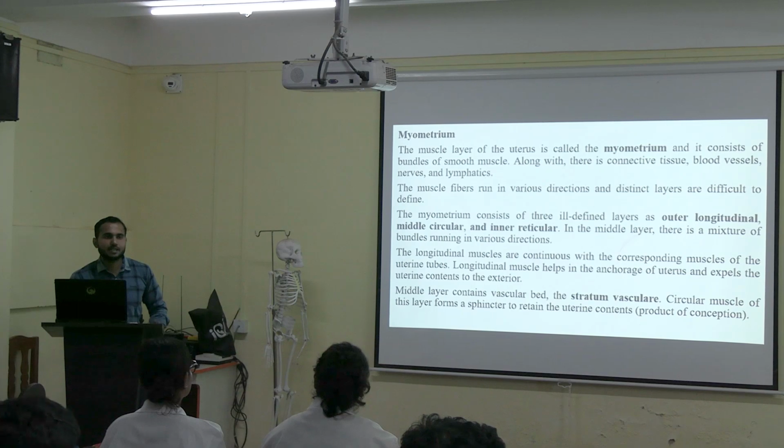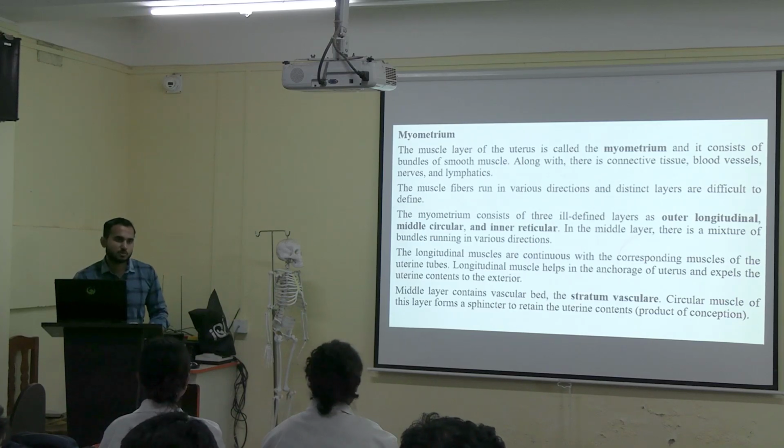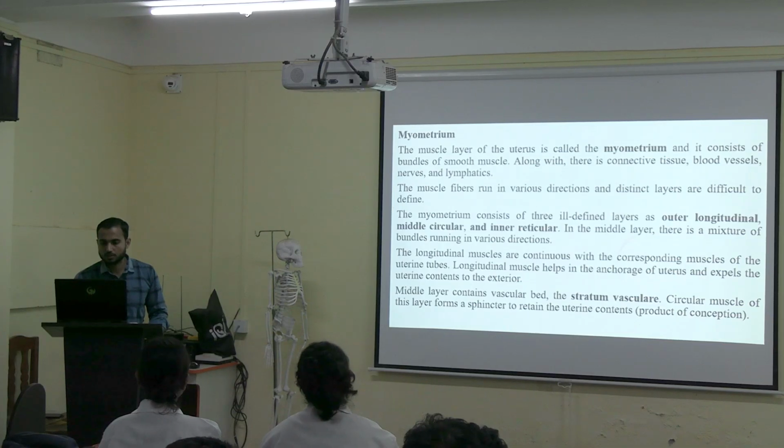Have you heard about the living ligature of the uterus? Or what is the living ligature in our body? Girls should know about this. क्या होता है?